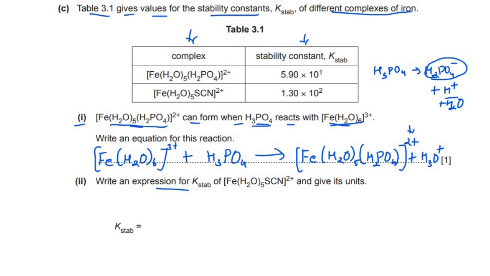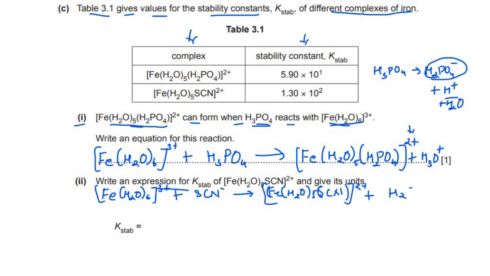So if we write an equation for this, I should write it as [Fe(H2O)6]3+ plus SCN minus, that gives [Fe(H2O)5SCN]2+, and one H2O is released out.